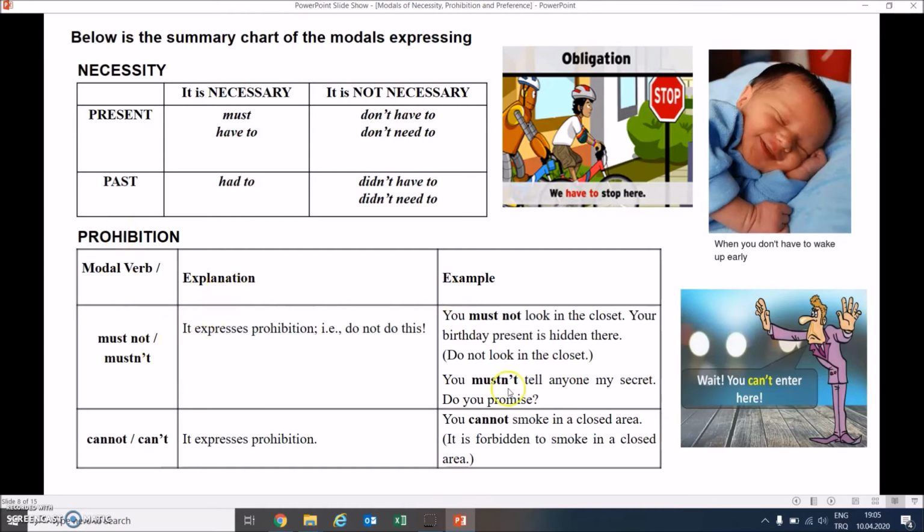explanation part and example part. Mustn't, it expresses prohibition. For example, do not do this. Cannot or can't, it expresses prohibition. So you must not look in the closet. Your birthday present is hidden there. So don't look in the closet. You mustn't tell anyone my secret. Do you promise? You cannot smoke in a closed area. It's forbidden to smoke in a closed area. I think this chart or table it is very useful.